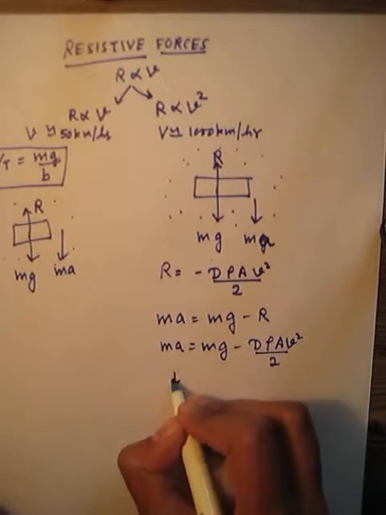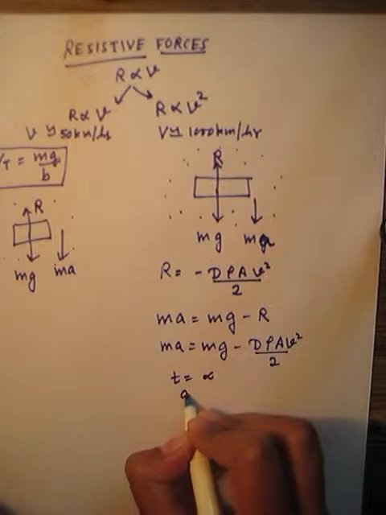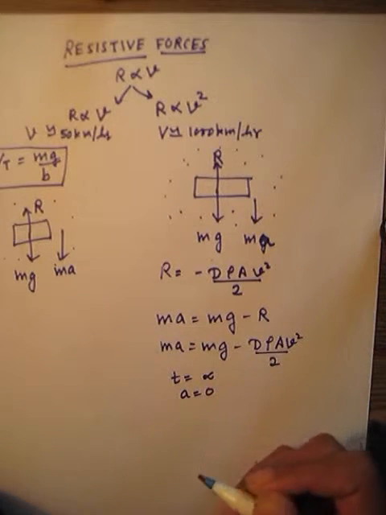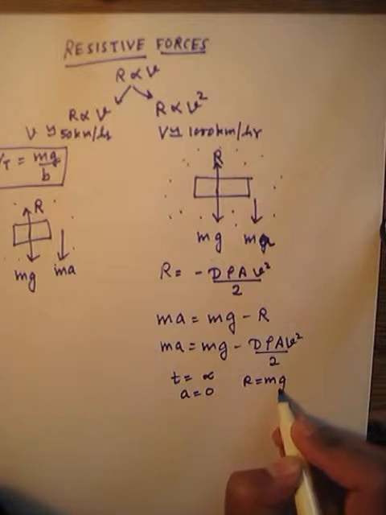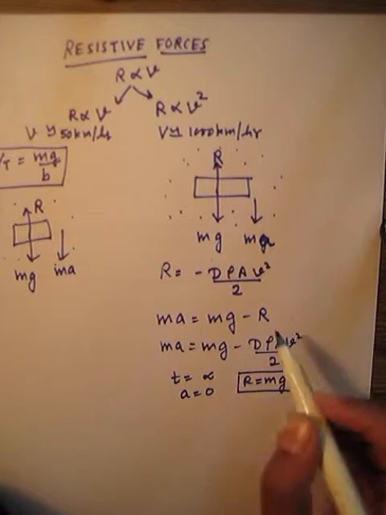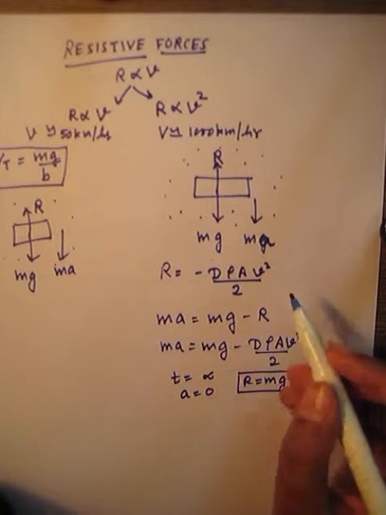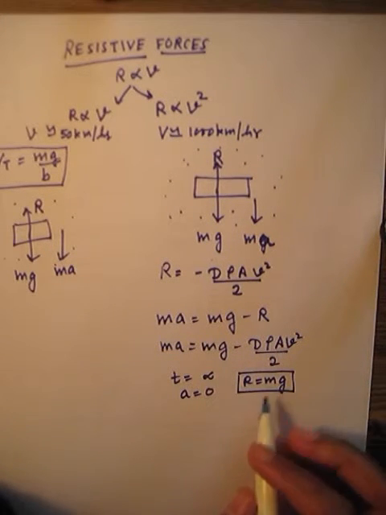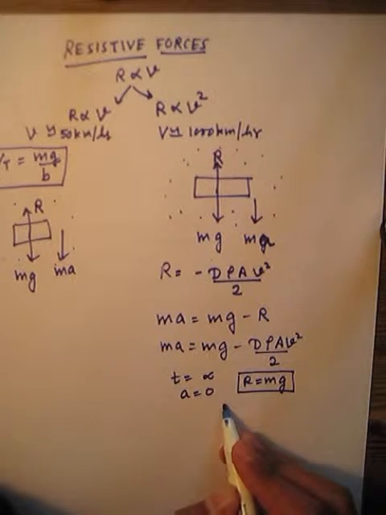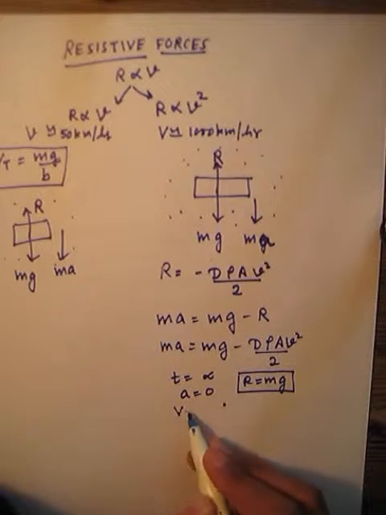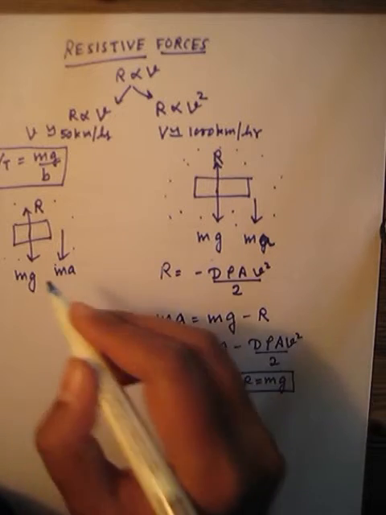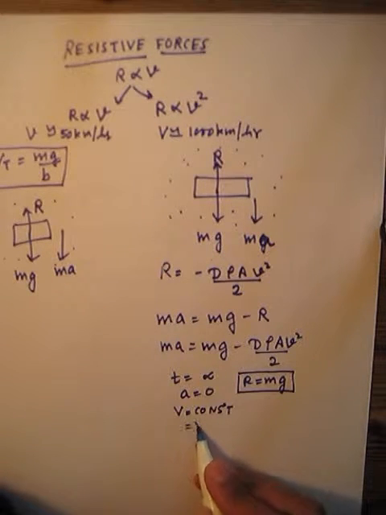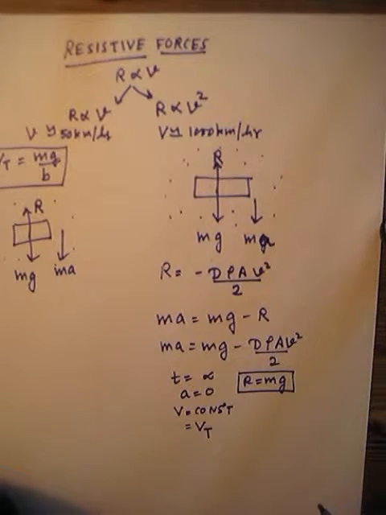Now at infinite time, acceleration will be 0, because we know that r will be equal to mg. Resistive force will increase gradually because it will increase with velocity, and it will become equal to mg. So if it becomes equal to mg, then the velocity will be constant, and that velocity, again as we have discussed in our last case, is called the terminal velocity.